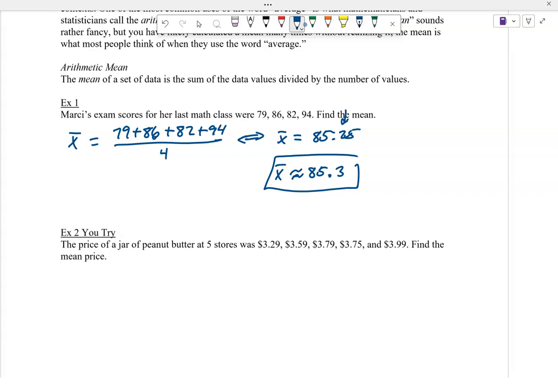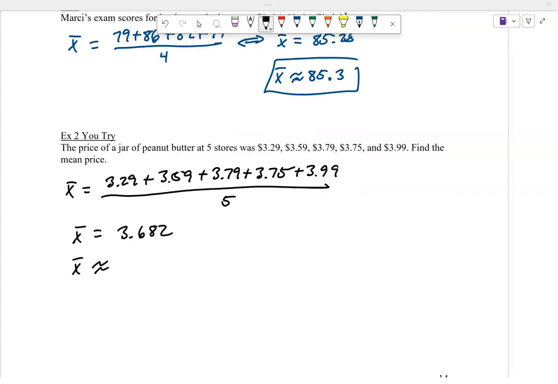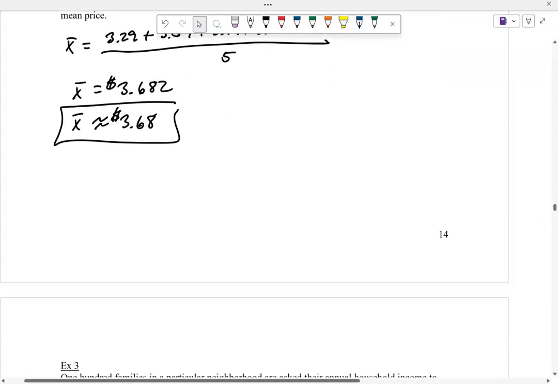Why don't you pause the video and try the next one, find your mean. If you notice, we add them all up, divided by 5 data values, and should get 3.682. Normally we would round to one decimal place more than the original data, but since this is dollars and cents, we're going to round to the nearest cent. It has context, so the average or mean price of a jar of peanut butter was $3.68.